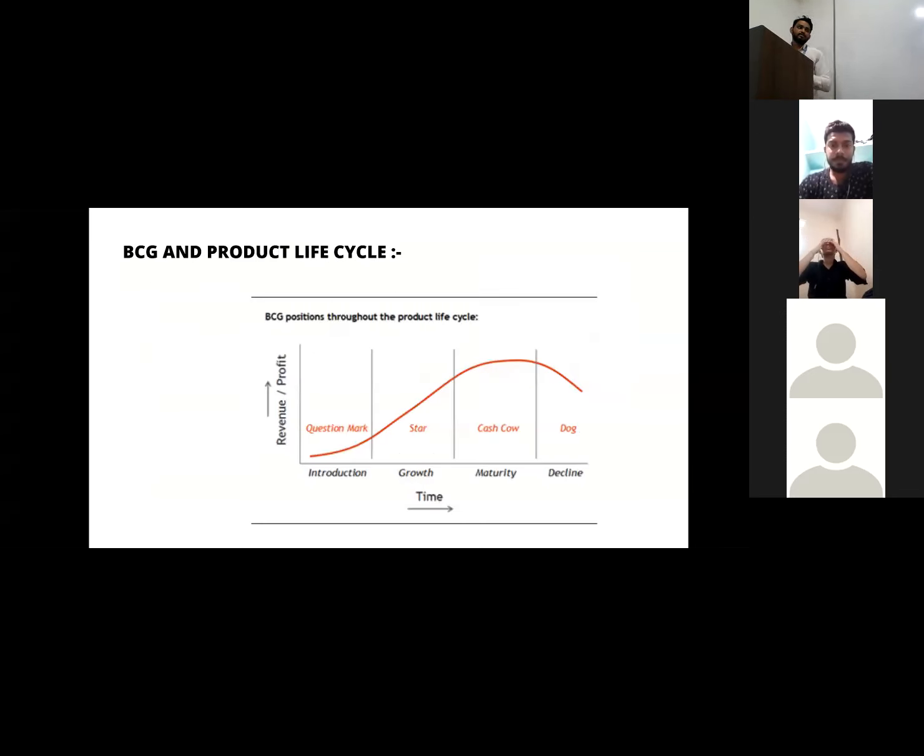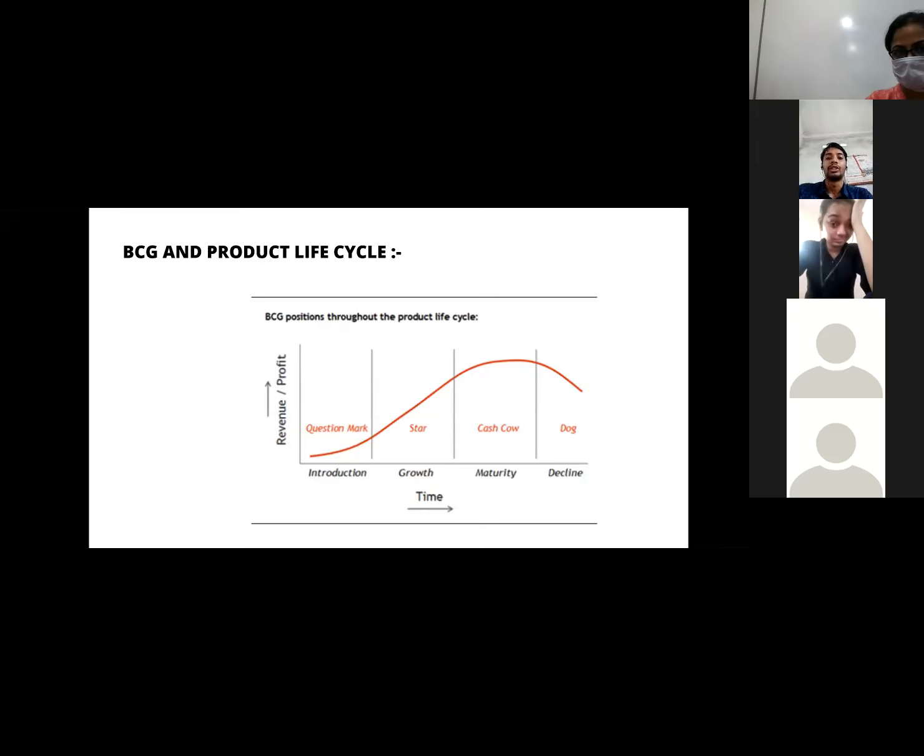Thank you so much, Shamail. And now we move to our next topic, that is the BCG matrix relation with the product life cycle. As we know, the product life cycle is all about the introduction of a product as it goes to the decline phase, measured on its growth, profitability, and demand. So the question mark in the BCG matrix is compared to the introduction phase, that is when the product is launched in the market.